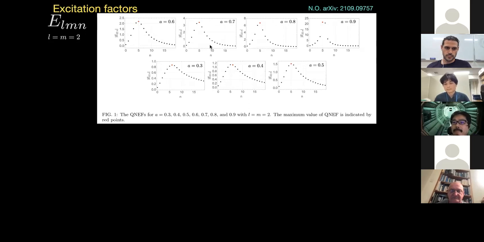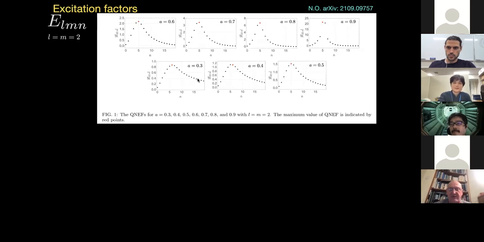So actually I have one question and one comment. The first question is that it seems that in your slides you only show the case of black holes with non-zero spin. So I'm just curious, does the n equals 5 overtone still have the largest excitation factor for a non-rotating black hole? That's a good question.